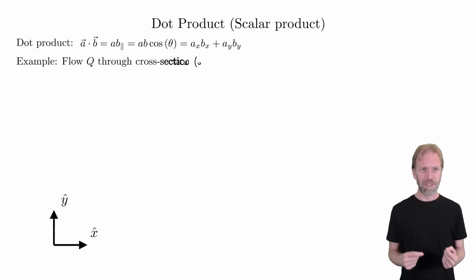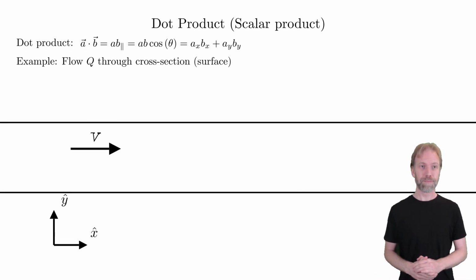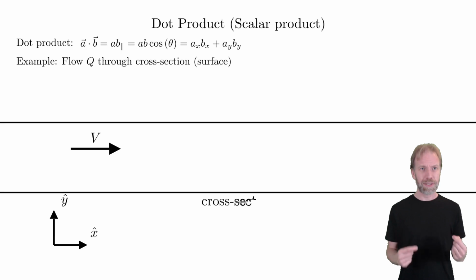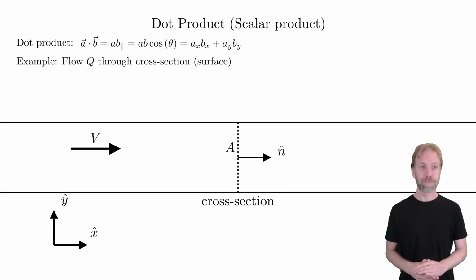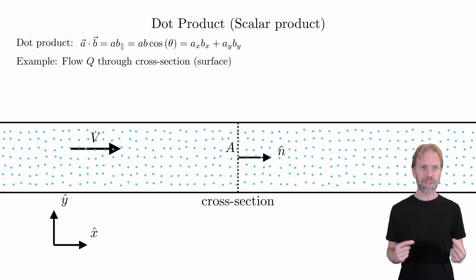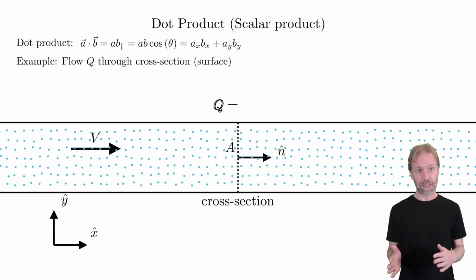One other example from physics that we'll encounter a lot in fluid mechanics is flow through a cross-section. Assume that you have a pipe with a flow velocity v. Now, define a cross-section, which mathematically is a surface that covers the entire pipe. Call its area A and add a normal vector n hat. If you want to know the flow through this cross-section, it will simply be the velocity times the area.